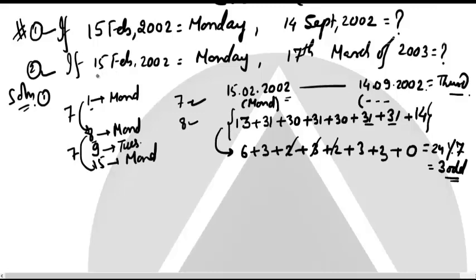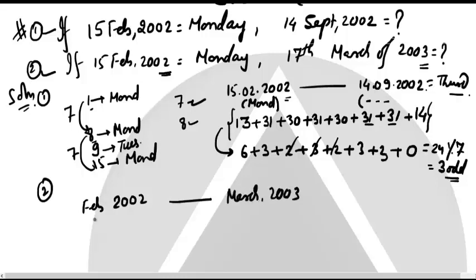Now, in question number 2, you see it is going from 2002 to 2003, right? Again, I can do it this way, but here the year is changing. If the year changes, we have a better approach of solving such questions. What you can do is, suppose from February 2002 you are going to March of 2003, say from 15th February you want to check.